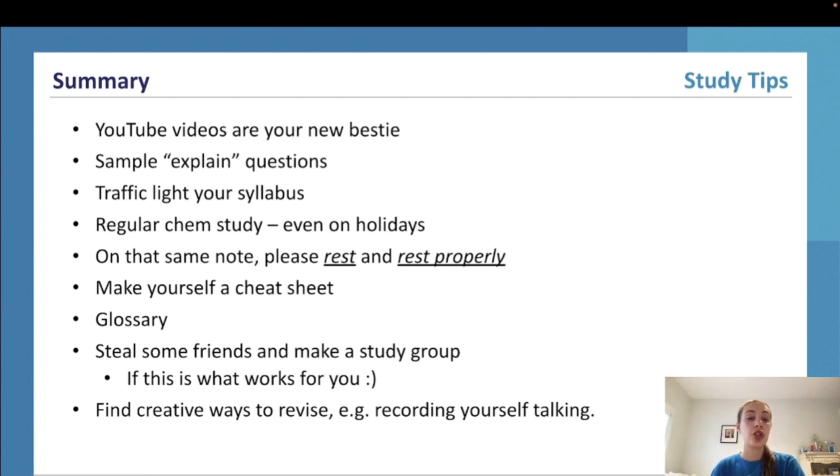making yourself a cheat sheet of all the key points that you need, having a glossary of important words and definitions. Sometimes making a study group can be helpful if you work well with others, and finding your own creative ways to revise that work for you.